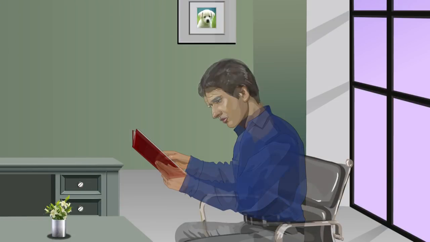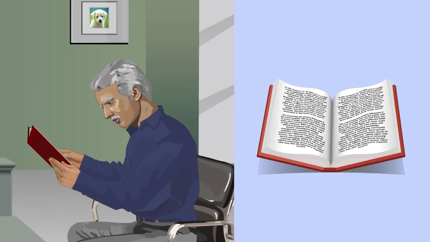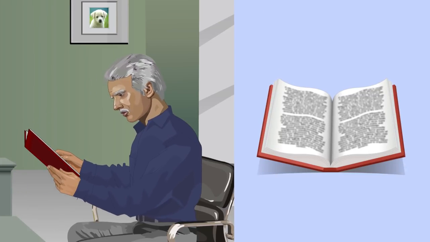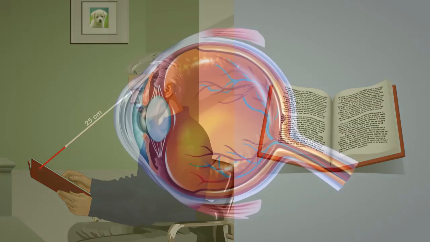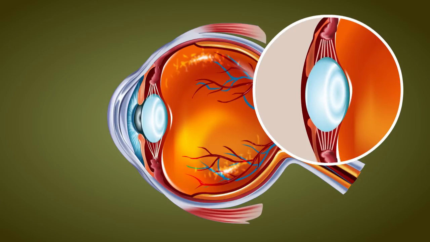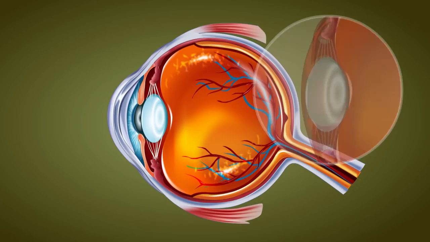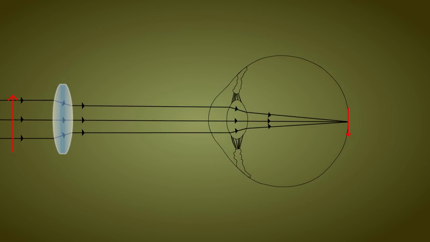The third defect we look at is presbyopia seen in elderly people. Here, nearby objects cannot be seen clearly due to the increase in the distance of the nearest point. This may be due to the weakening of the ciliary muscles or due to the decreased flexibility of the lens. This can be corrected using a convex lens of suitable focal length.